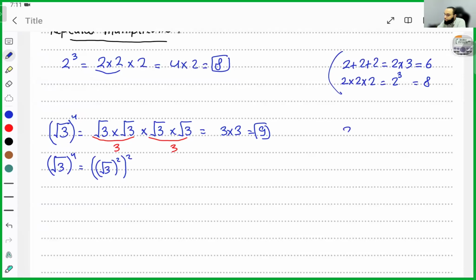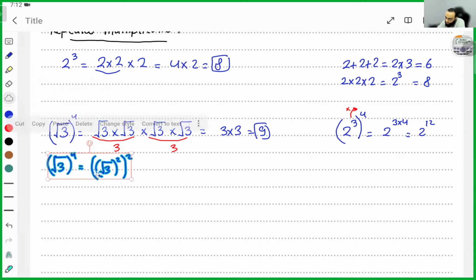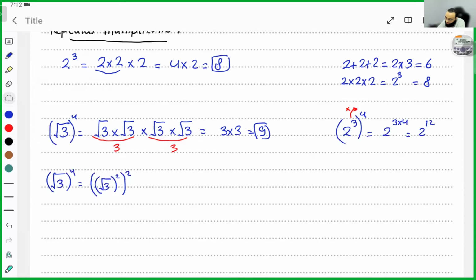If you have 2 power of 3 all power of 4, you can multiply these two powers together. Then it's 2 power of 3 times 4, which is 2 power of 12. And the same here: if it is 2 power of 2 power of 2, you can multiply them and get 4 again. So right now we can delete the second power with the square root, and it's 3 power of 2, which is 9. That's it.